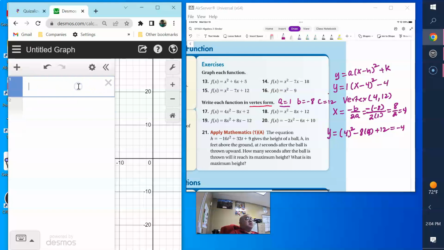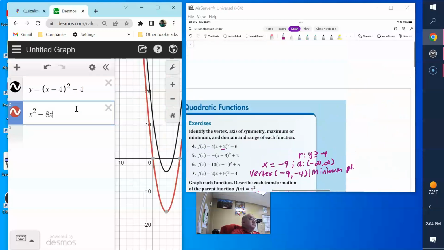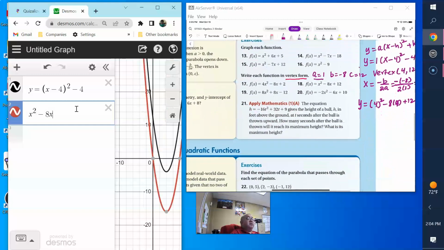Let me go back. So we have y equals parentheses x minus 4 squared minus 4. And of course, the function that we have, x squared minus 8x plus 12, right? And there it is. It's overlapping. Okay?